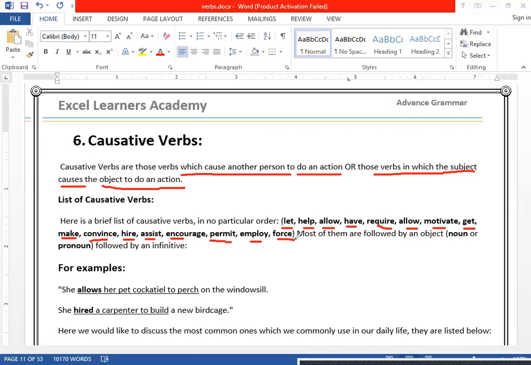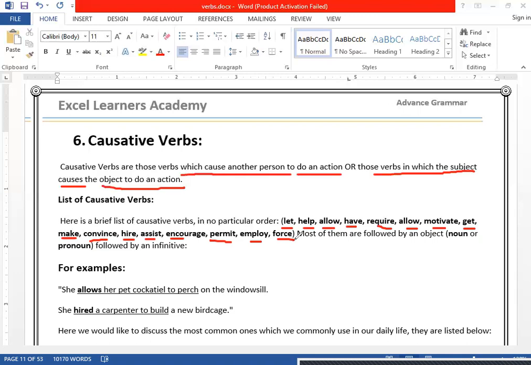Subject, object, like for example, I met Ali. I met Ali to study hard. Here Ali is the object. I met Ali. Clear? Here the causative verb is met. It's called a causative verb because the subject I causes an object Ali to do something, to study hard.